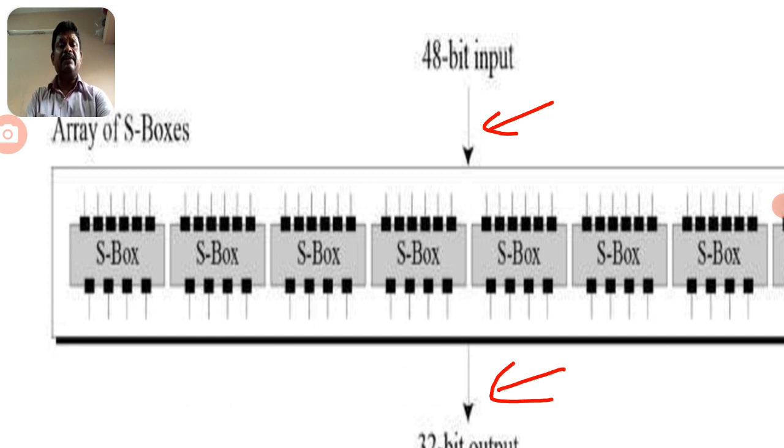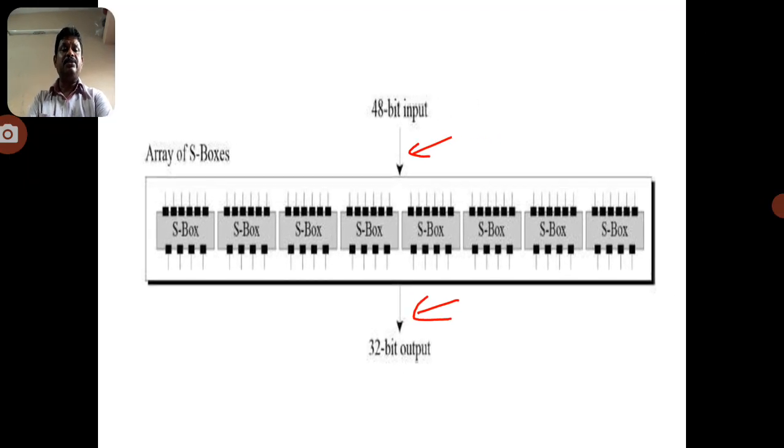How is it derived? The 48 is divided into 8 blocks. Each block contains an equal number of bits, that is 6 bits. And the output of each and every block is 4 bits. 4 into 8 equals 32 bit. That means the 48 bit is taken and converted into the 32 bit.